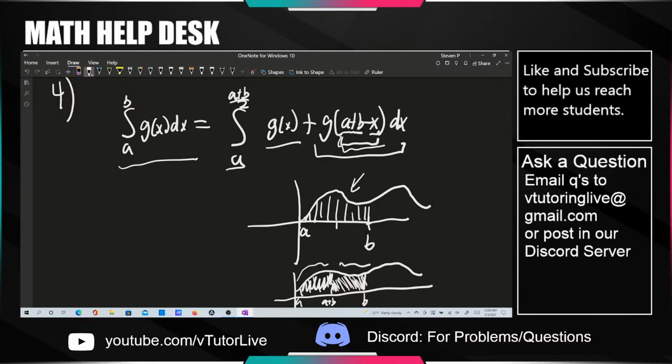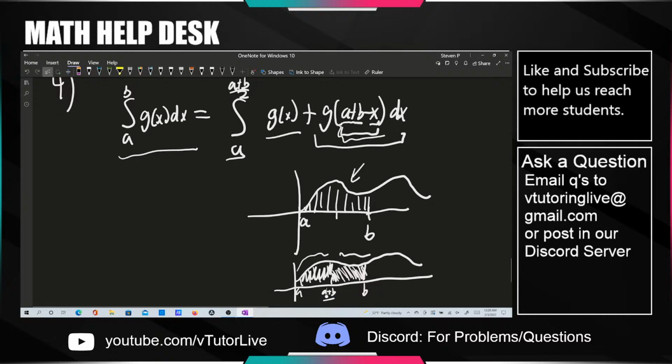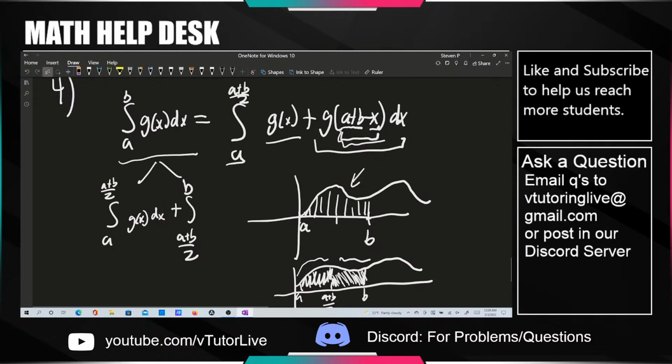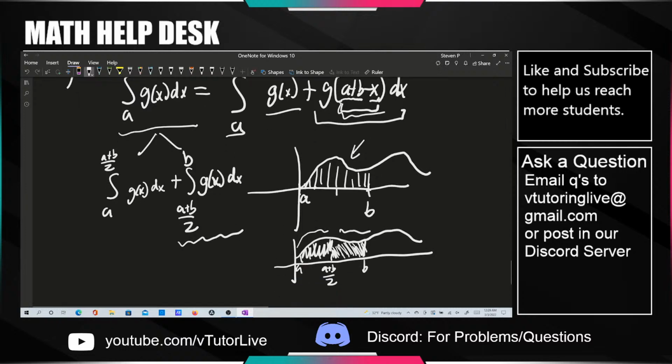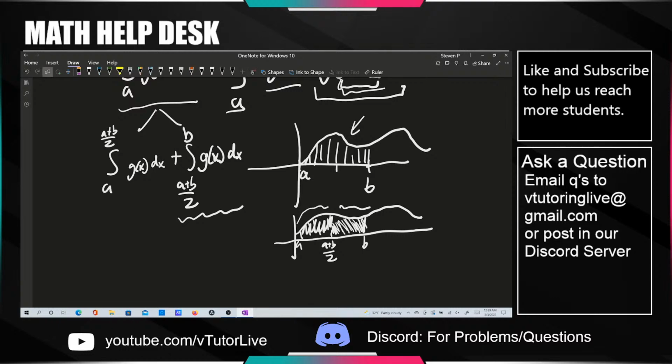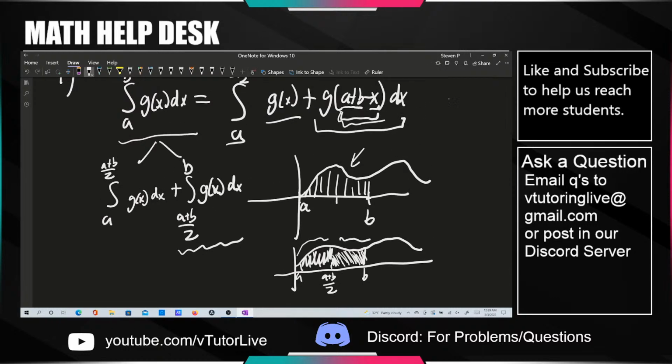But to actually show this, how do you do this rigorously? You're basically just going to want to split this thing up into two integrals, from a to a plus b over 2 of g of x, and from a plus b over 2 to b of g of x dx. And you're going to want to massage stuff around a little bit, do some change of variables in order to show that this thing can be equal to that thing over there. Yeah, that's probably all I should say about that.